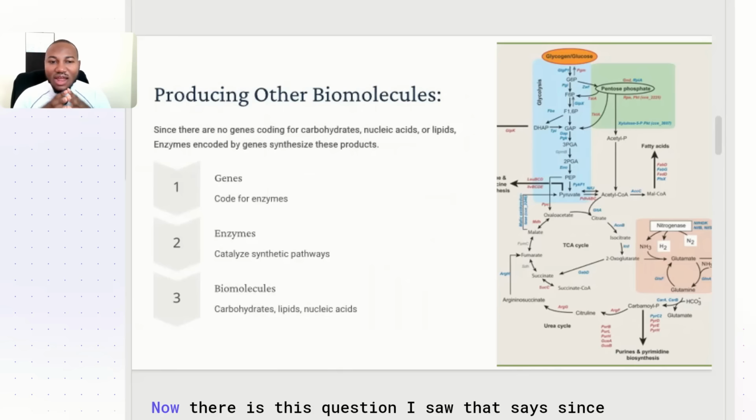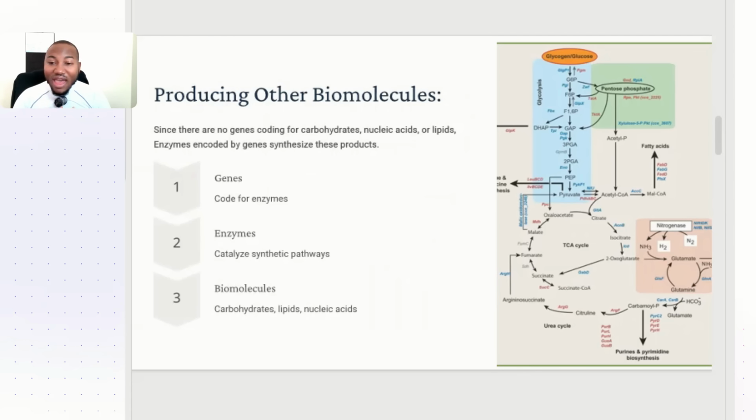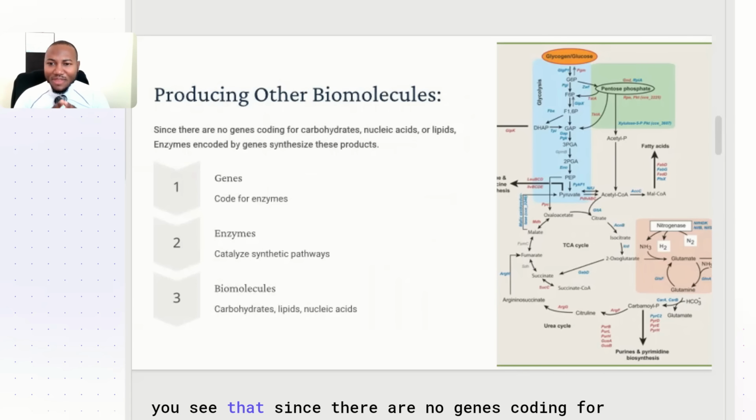All right? Now, there is this question I saw that says, since there are no genes coding for carbohydrates, nucleic acids, or lipids, how do cells produce them? Remember, everything we've been discussing is about producing what? Protein. So, how does the cell produce these things? If you look at my slide, you see that since there are no genes coding for carbohydrates, nucleic acids, or lipids, enzymes encoded by genes synthesize these products. That is the option you should be looking for.